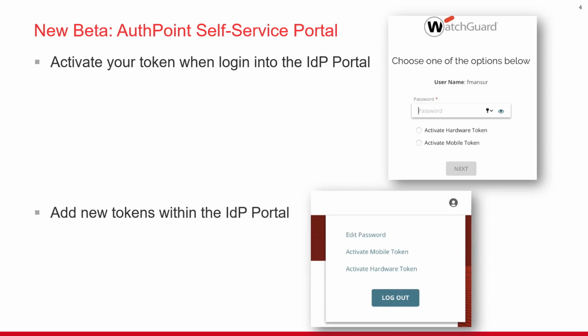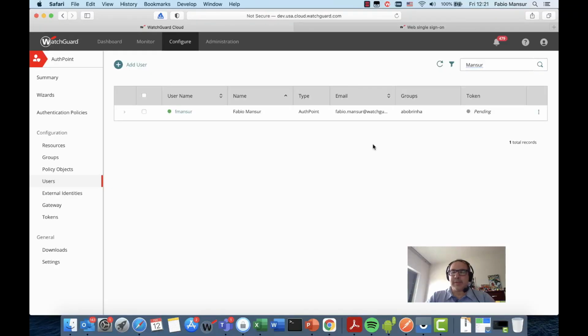Let's see how it works with Fabio. Hello, my name is Fabio Mansur. I'm the project manager of AuthPoint, and I'm going to show you quickly how the self-service portal feature works for the user enrollment. So, I have a new user here in AuthPoint. This user does not have any token, neither mobile nor hardware token, so it's pending. How can we facilitate the enrollment of this user?